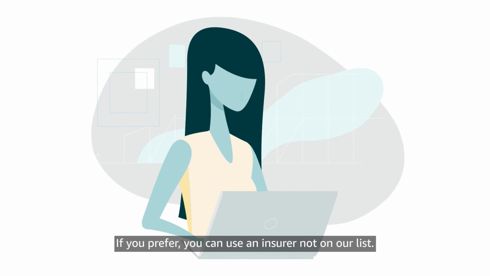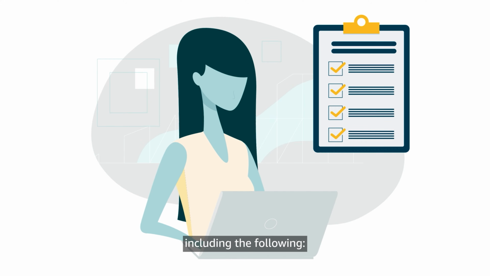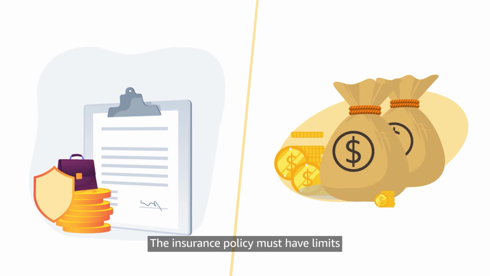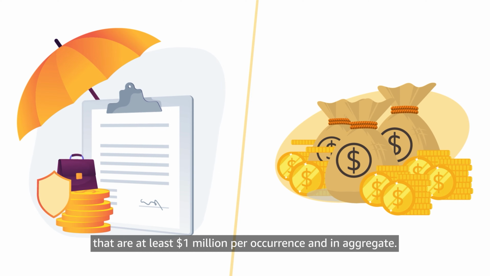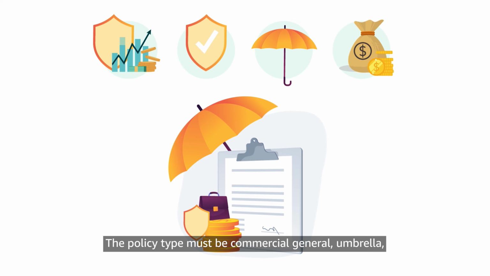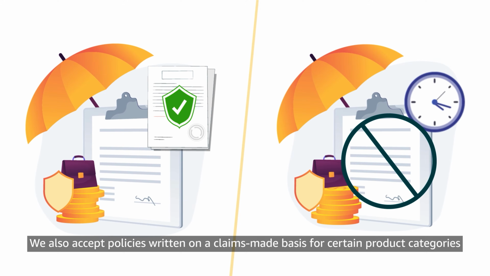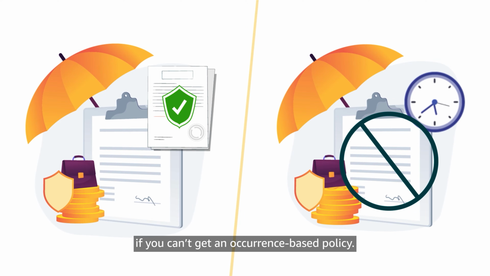If you prefer, you can use an insurer not on our list, but make sure they meet all our policy requirements, including the following. The insurance policy must have limits that are at least $1 million per occurrence and in aggregate. The policy type must be commercial general, umbrella, or excess liability and written on an occurrence basis. We also accept policies written on claims-made basis for certain product categories if you can't get an occurrence-based policy.